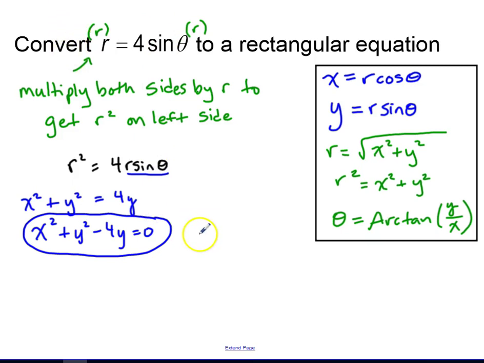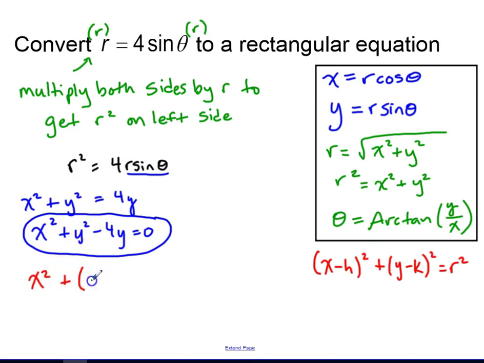So let's see if we can get it into the normal form of a circle, x minus h squared plus y minus k squared equals r squared. All right, so that's a form of the circle where the center is at the point (h, k). So what we're going to do is complete the square for the variable y. We'll leave our x squared alone. We're going to complete the square for the y.